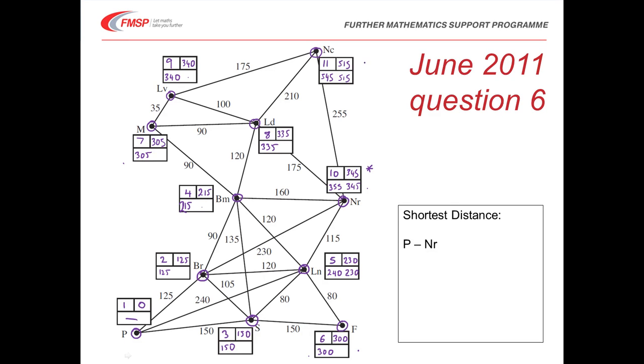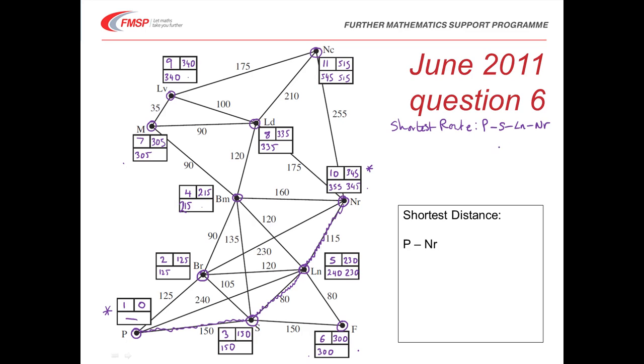Okay, so let's reflect on the solution then. I want the shortest route from P to NR, and working backwards, 345 take 115 is 230, and 230 take 80 is 150, 150 take 150 is 0. Well, there we go then. So the shortest route is that one in the correct order. It's P to S to LN to NR.